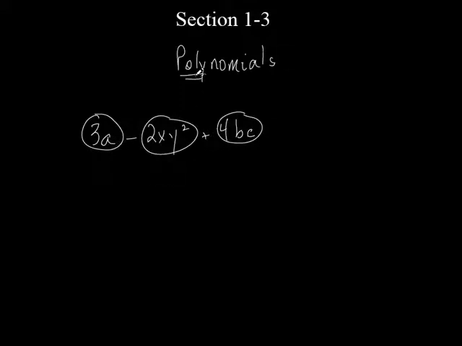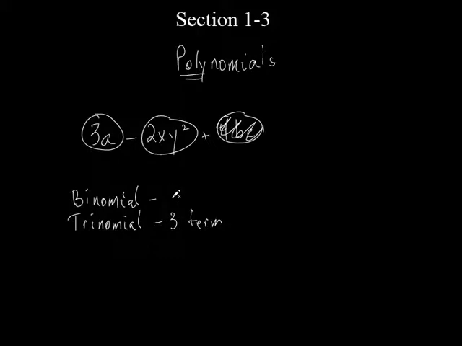So if there's three terms, instead of calling it a polynomial, we actually have a prefix for three. What would that be? Tri. So that'd be a trinomial. All right, so three terms would be a trinomial. And then what if we got rid of one of those? Then you would have a what? A binomial. All right, that's not too hard, is it? If you know your prefixes. Binomial, and that's two terms.